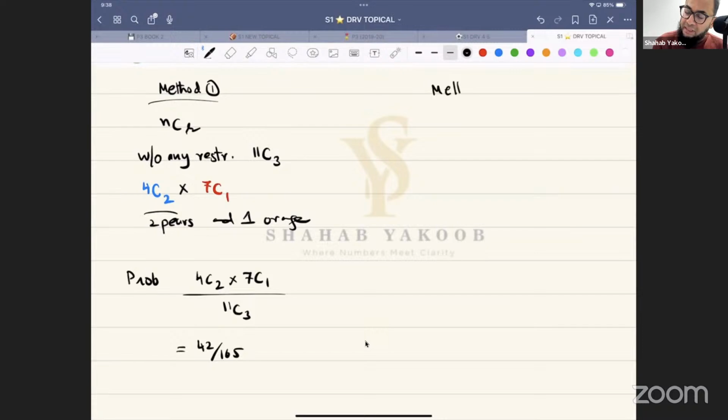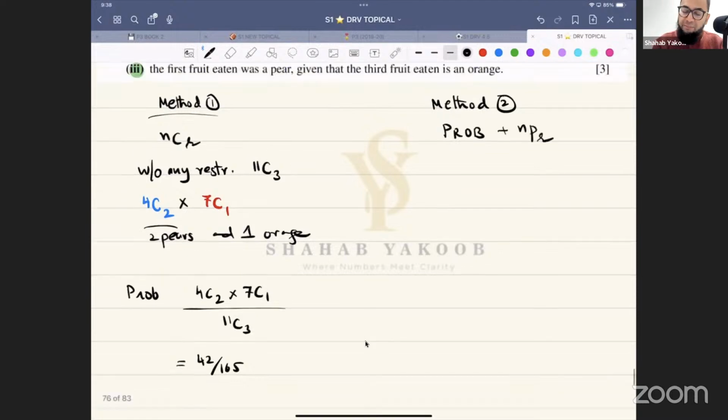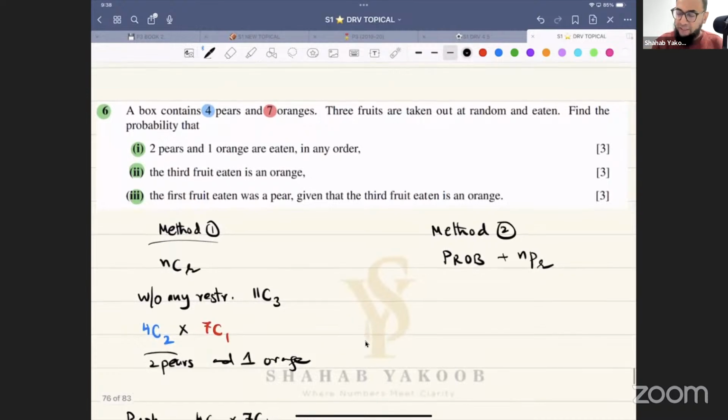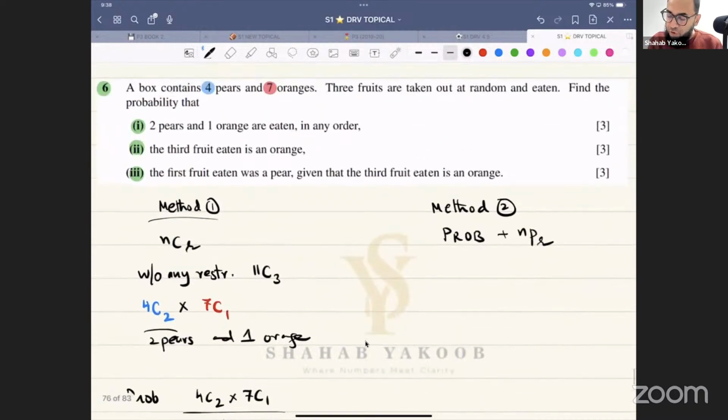I would prefer method number 2 in this one, that is the concept of probability and permutation. The reason being that the next two parts are related with probability. So we are having any one of the 11, any one of the 10, any one of the 9. And we are interested in two pears and one orange. So anyone from the 4, anyone from the 3 and orange, that is from the 7.